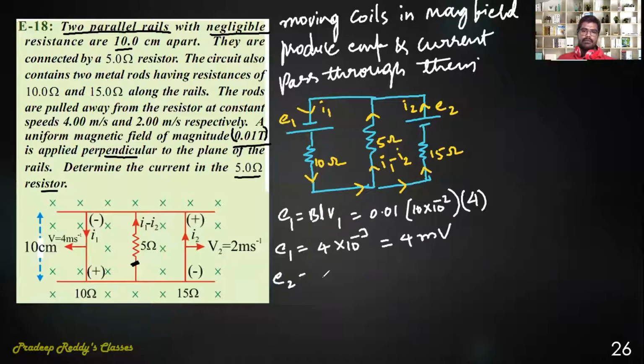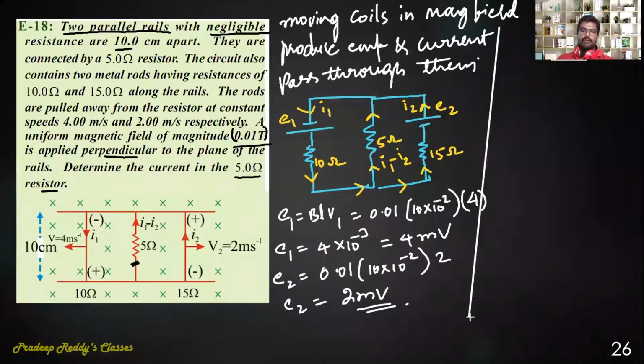E2 is equal to 0.01 into 10 into 10 power minus 2, and velocity is 2. Therefore, E2 will be equal to 2 millivolt. E1 and E2 voltage values we have calculated. After calculating the voltage, what will we do? We will now find out the currents in the circuit.